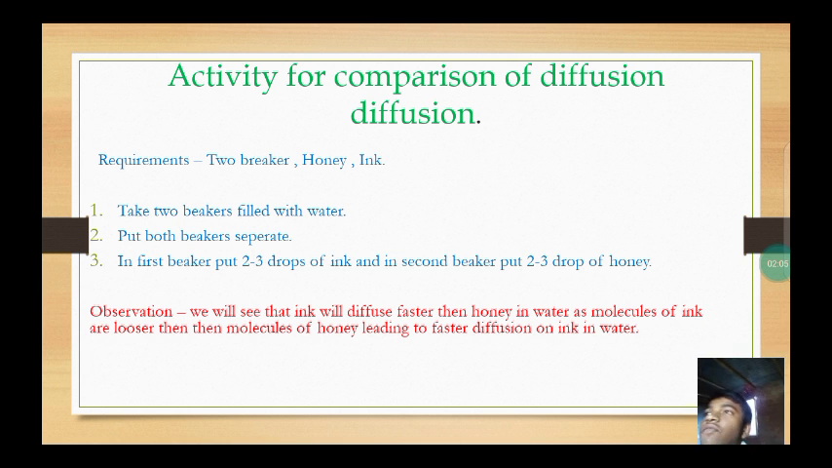There are two reasons for this. First, the intermolecular force between the ink molecules is not as strong as in the honey. Or you can say that the molecules are not as tightly packed. Both are in liquid state, but the ink molecules are not as tightly packed as the honey molecules.